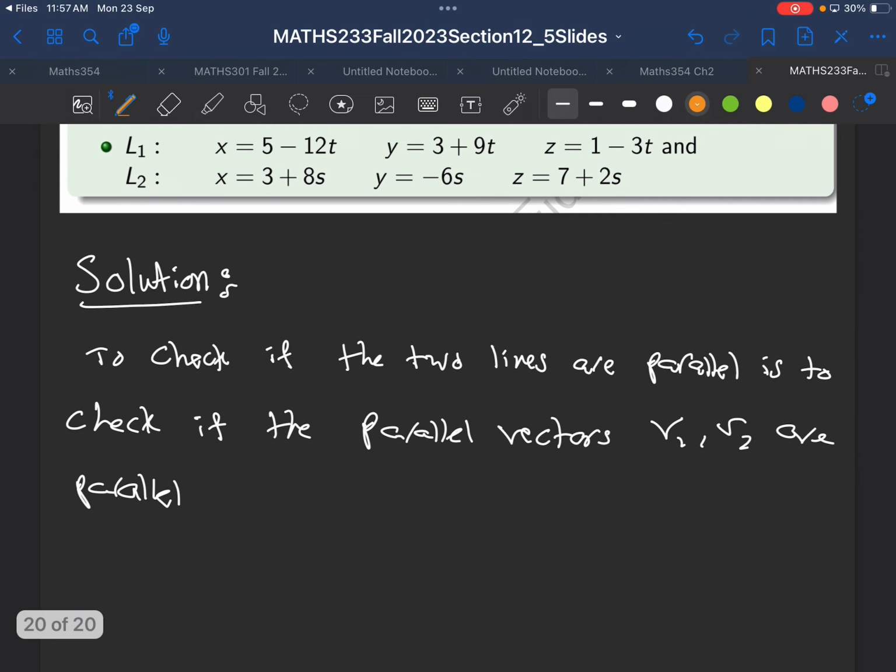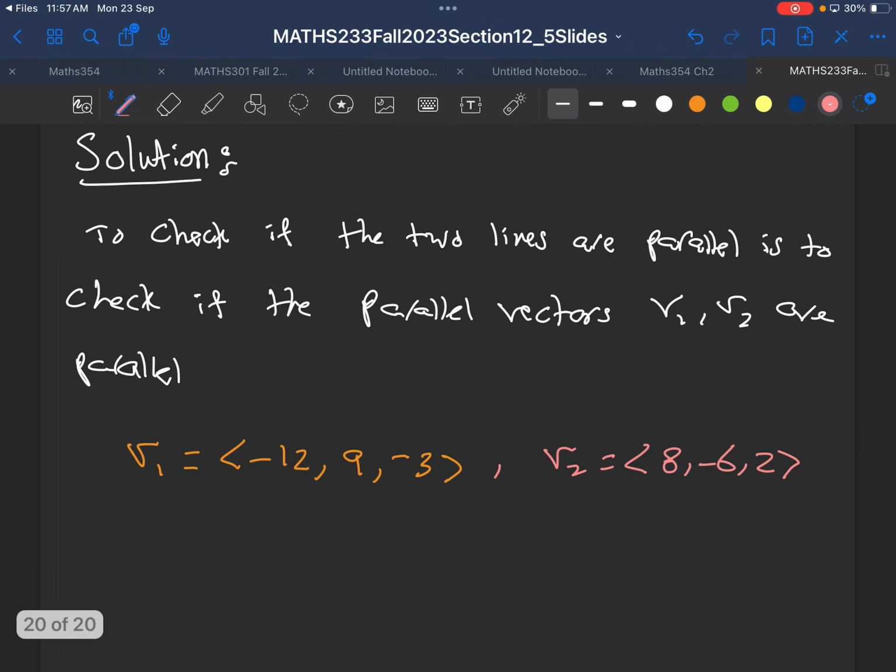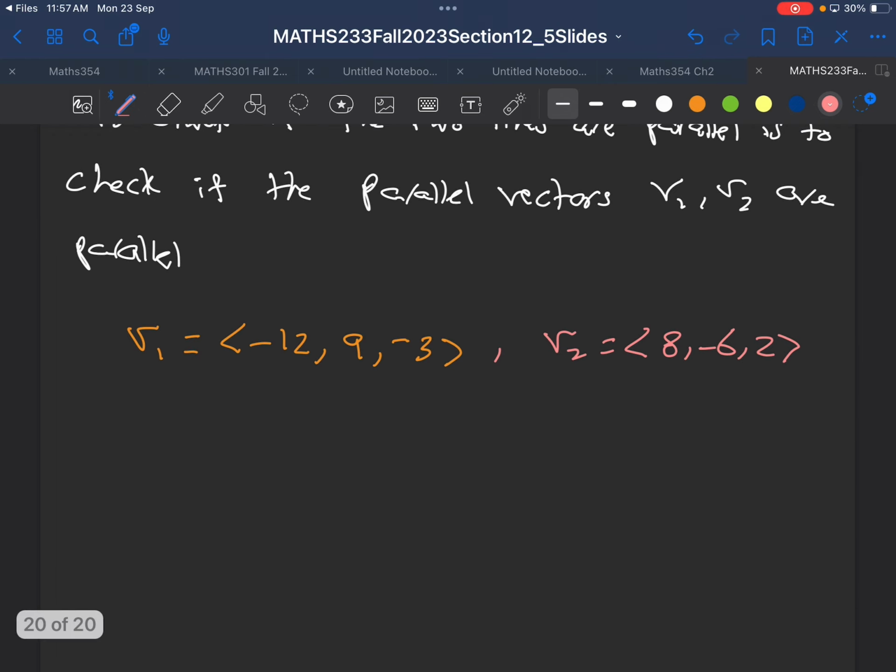Well, what are the parallel vectors? V1 is the number in front of the parameter t. So it is negative 12, 9, and negative 3. V2 are the numbers in front of the parameter s, because s is the parameter for L2. So this would be 8, negative 6, 2. So this is V1 and this is V2.